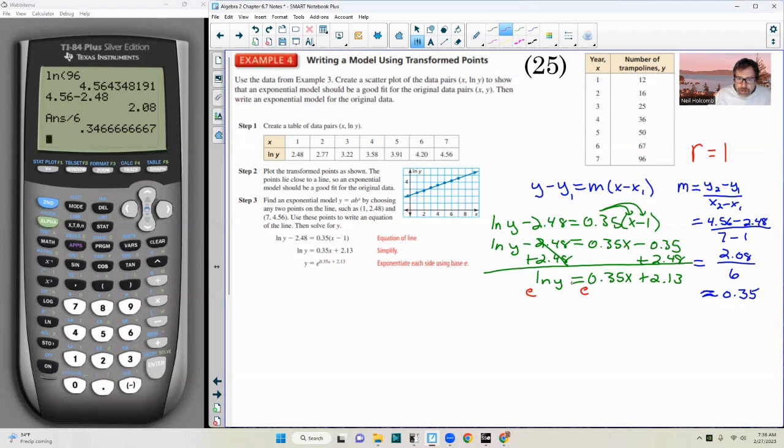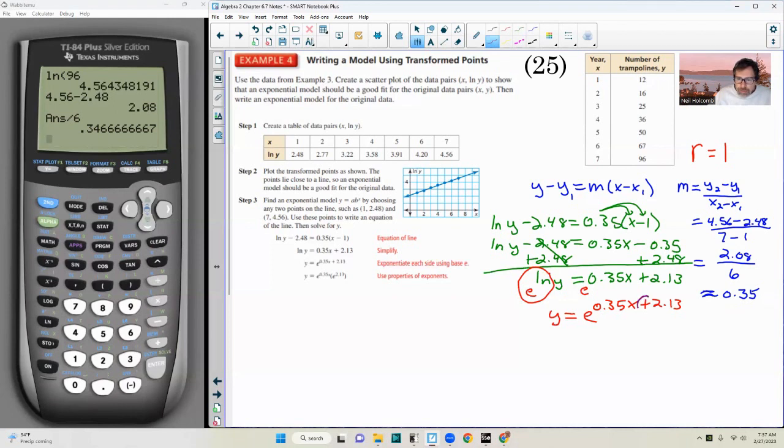So e to the natural log of y equals e to the this. Remember that e to the natural log is base e, so those cancel, leaving me with y equals e to the 0.35x plus 2.13. And that's how they got this. Then they're going to show you in the book that they did the properties of exponents. Okay, so it's the properties of exponents.